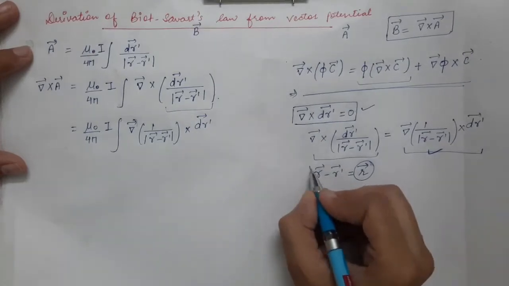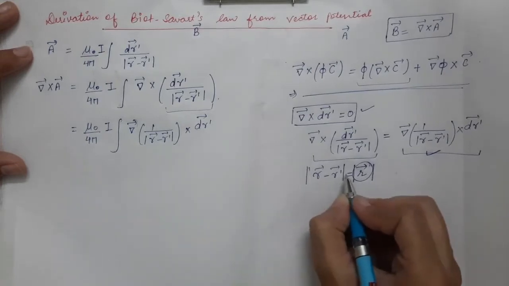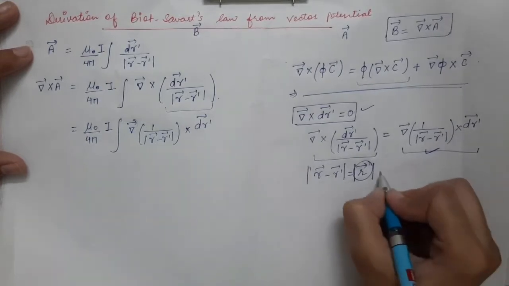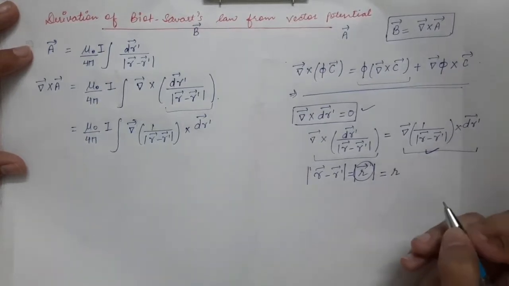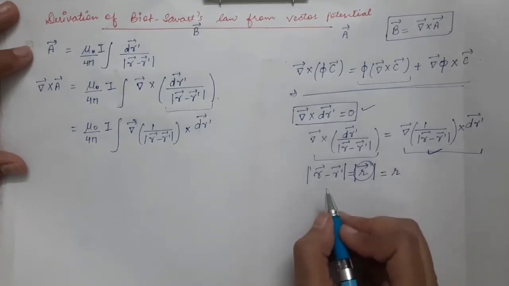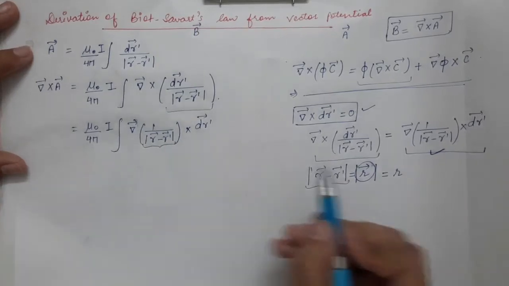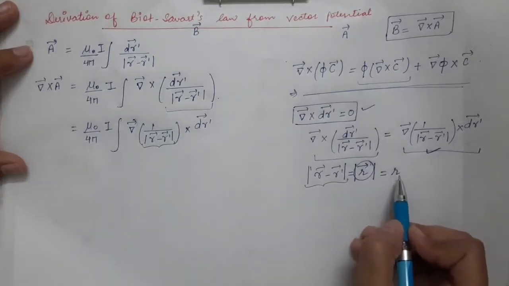So the magnitude of r vector minus r prime vector will be equal to curly r. So this is the magnitude of r vector minus r prime vector. So instead of this magnitude you can write it just equal to curly r.